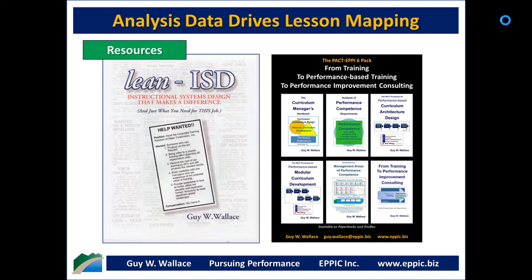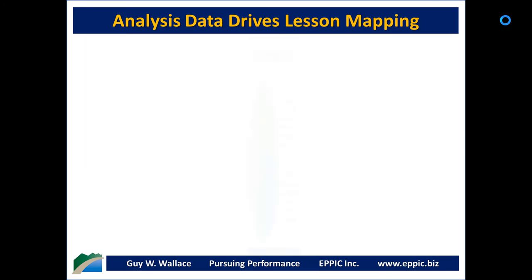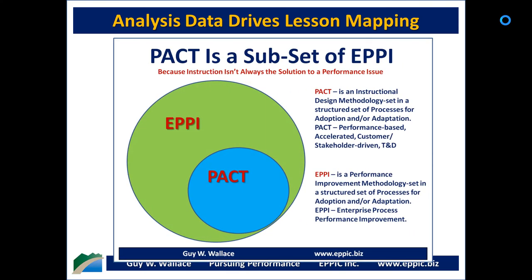The fifth book, Management Areas of Performance Competence, help one see how one might tackle an entire department and the managers of those departments or the participants in those departments, the individual contributors. The sixth book, From Training to Performance Improvement Consulting, addresses how one might move an organization from simply doing training to performance-based training to actual performance improvement consulting, which may or may not include instruction as one of the interventions. PACT itself is a subset of EPI, Enterprise Process Performance Improvement.